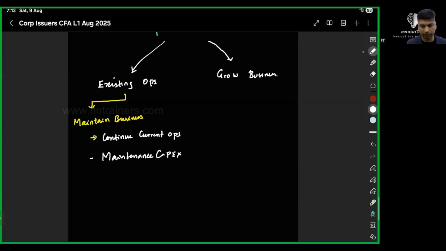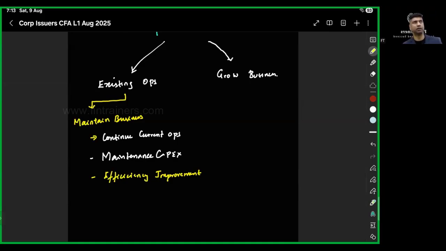Then it will go into grow the business. Okay, now other things could be improvement of efficiency. We want to reduce the cost or the raw material inputs. Efficiency improvement will also go under maintain business. So they might ask a question, which of this is not a maintain business type of investment? So they will give you efficiency improvement, continue current operations, maintenance CapEx. And another one might be something like expand R&D or expand scope. And that will not be in the maintain business.